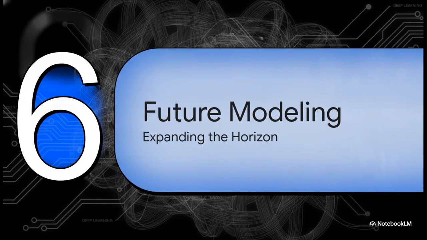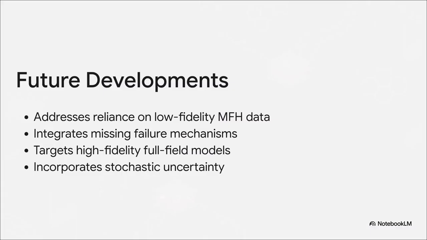Section 6, Future of Materials Modeling, Expanding the Horizon. While these efficiency and accuracy results are a major leap forward, we have to stay grounded. The researchers remain incredibly objective about the limitations and the road ahead. They openly acknowledge that this surrogate is currently limited by the lower fidelity mean field data it was trained on. It also doesn't yet account for complex failure mechanisms or the random stochastic uncertainty we see in real-world composites. So the next frontier, feeding this exact transfer learning framework with higher fidelity, full field data, and robust uncertainty models.